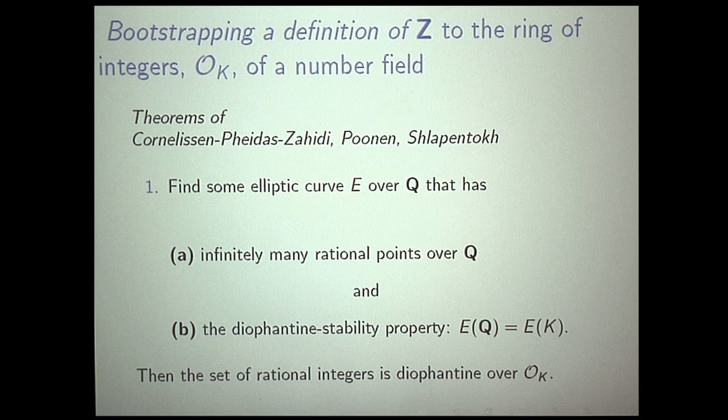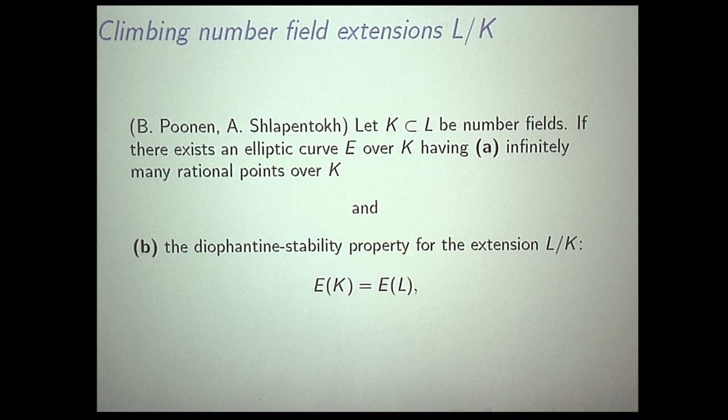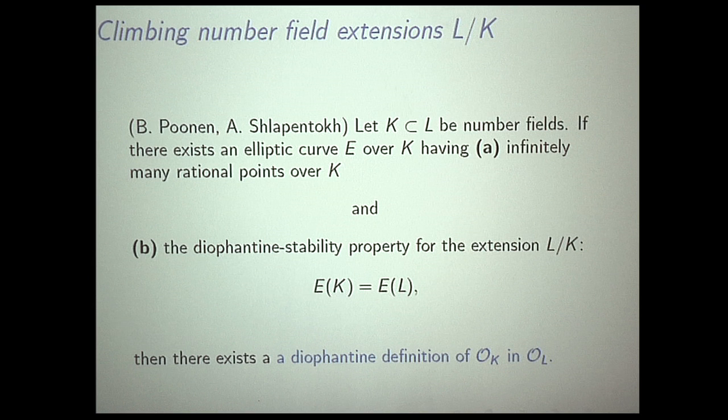And of course, Q turns out to be a little irrelevant, irrelevant in the sense of the result, but not in the sense of the techniques of the proof. So you can climb number field extensions. By number field, I mean fields of finite degree over Q. So let K and L be number fields. And the same thing is true. That if there exists an elliptic curve over K having infinitely many rational points over K, and the Diophantine stability property for that extension, then you've passed from OK to OL.